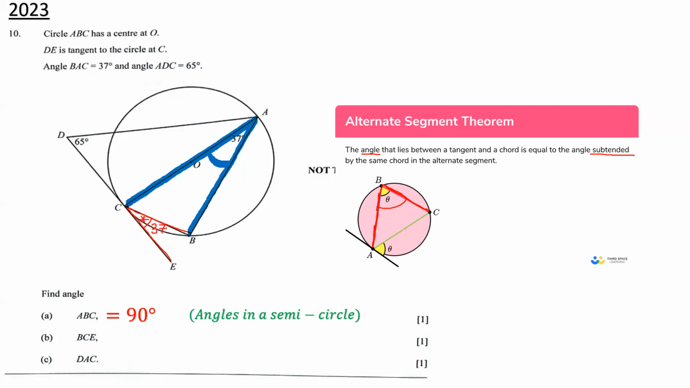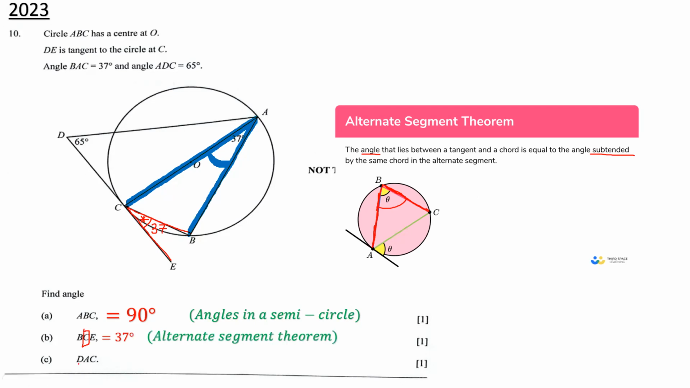And so angle BCE right here is equal to 37 degrees. Why? Because of the alternate segment theorem: the angle that lies between the tangent and the chord is equal to the angle subtended by the same chord in the alternate segment. Okay, let's move on to the next question.